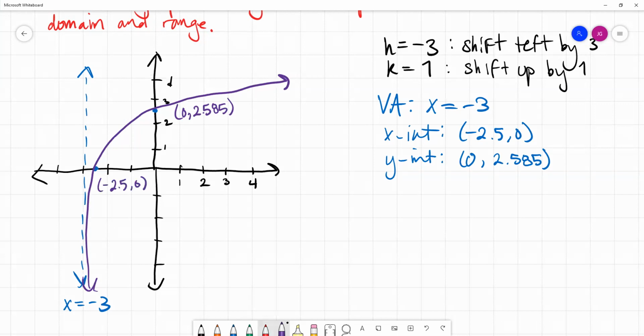Last but not least is our domain and range. We know one of them. Our range is negative infinity to infinity. What's our domain? Our smallest x value is -3, with a left parenthesis because it's not actually touching it because it has an asymptote, and it travels all the way off to the right to infinity.